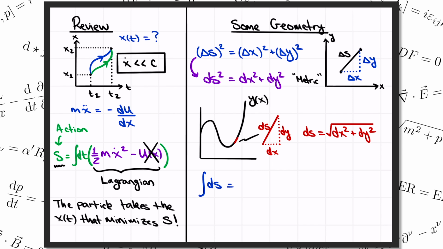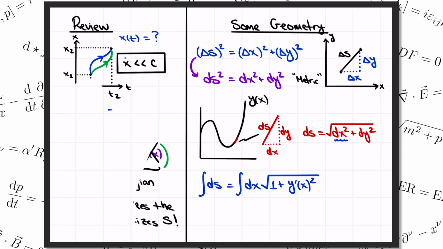To write that as a more familiar integral, let's grab this factor of dx squared from inside the square root and pull it out front. Then we get the integral of dx times the square root of 1 plus y prime squared. You may have learned this formula before in your calculus class, and I used it in a video a couple of weeks ago when I showed you how to find the shape of a hanging rope. Alright, that was the geometry I wanted to review. Now let's get back to relativity.